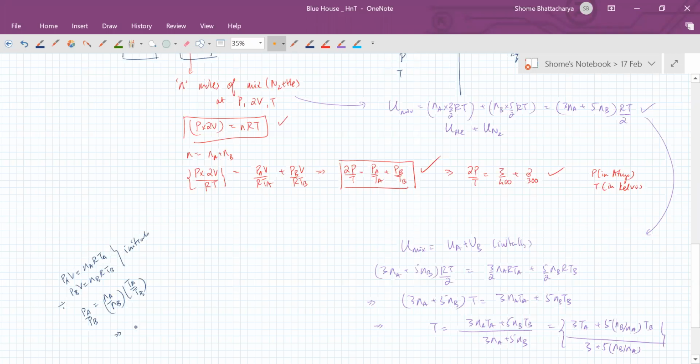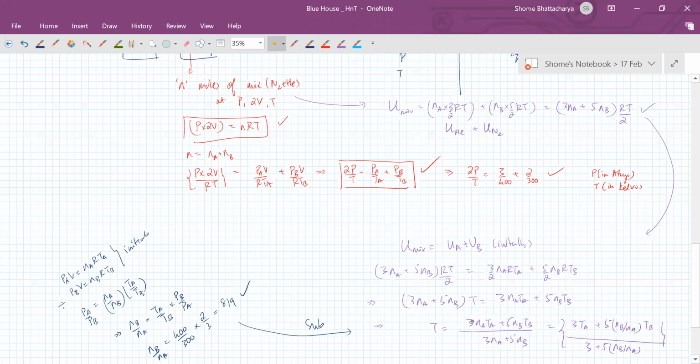So the ratio of moles is this, and this ratio was 400 divided by 300 into pressure in B, which was 2 atmospheres, and the pressure in A was 3 atmospheres. So this becomes 8 by 9. So Nb by Na becomes 8 by 9. So we'll substitute this here.